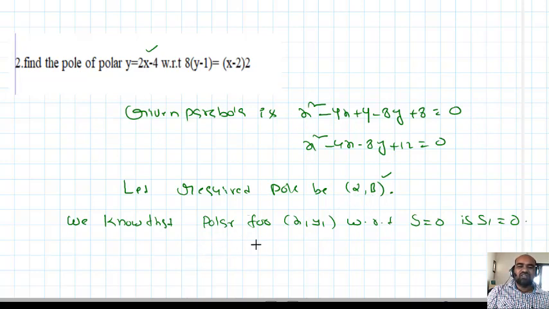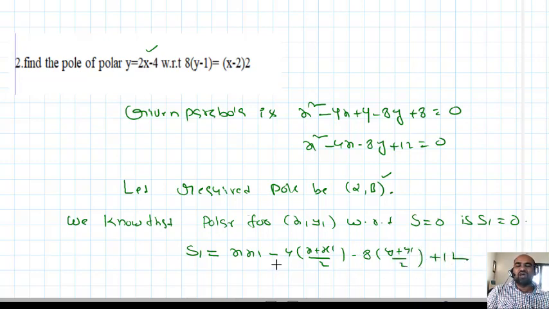I will write what S1 is. S1 equals x1 squared minus 4 times (x plus x1) by 2, minus 8 times (y plus y1) by 2, plus 12. This is the polar for the pole (x1, y1). Now I want to simplify. First of all, x1 squared minus 2x minus 2x1 minus 4y minus 4y1 plus 12. I will write it clearly on the next page.